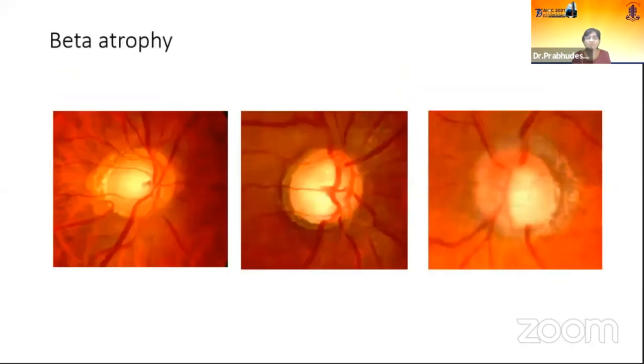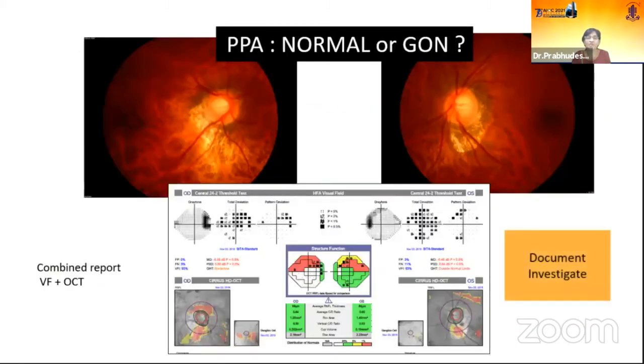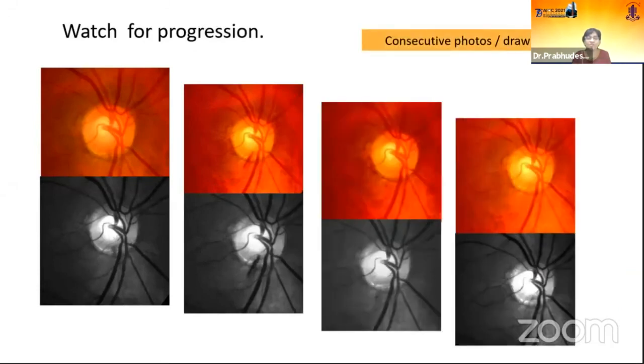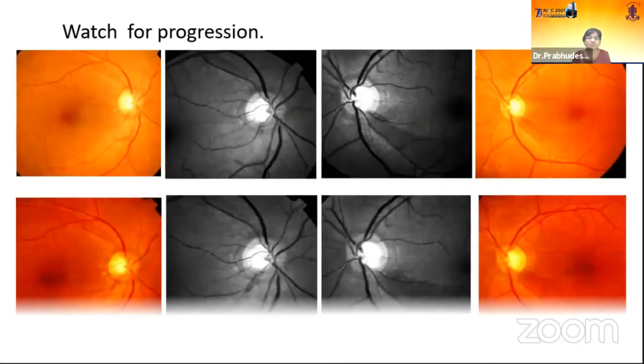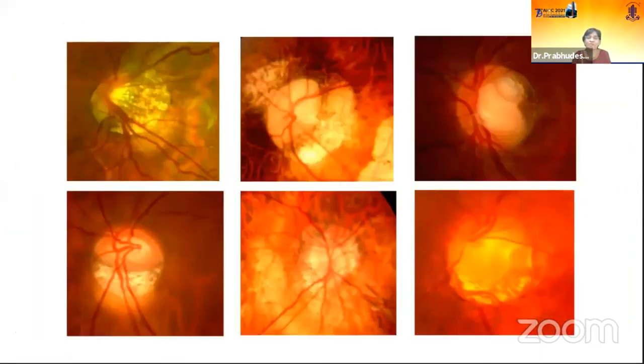Peripapillary atrophy is also important, and beta atrophy can be seen in myopia and patients of moderate and advanced glaucoma. This PPA is definitely normal, but you need to document it. Always watch for progression, especially if there is a disc hemorrhage, because it can develop into RNFL defect. Watch for progression of new development of defect, like in the right eye, there was a new development of RNFL defect, and left eye, there was a wedge defect. So these are anomalous discs, and we need to document them and cannot definitely distinguish them from glaucoma.